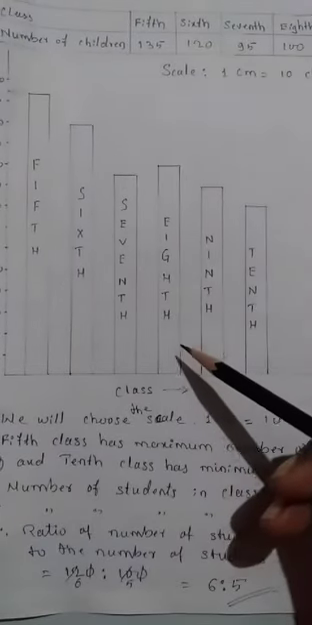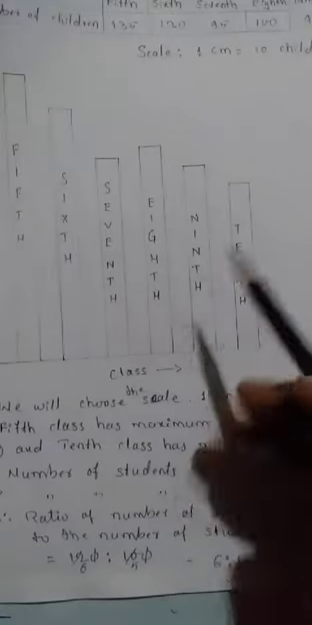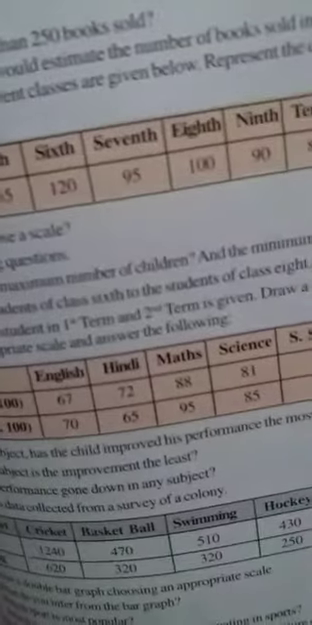And the second question is question number B. Answer the following questions. Which class has the maximum number of children and the minimum?